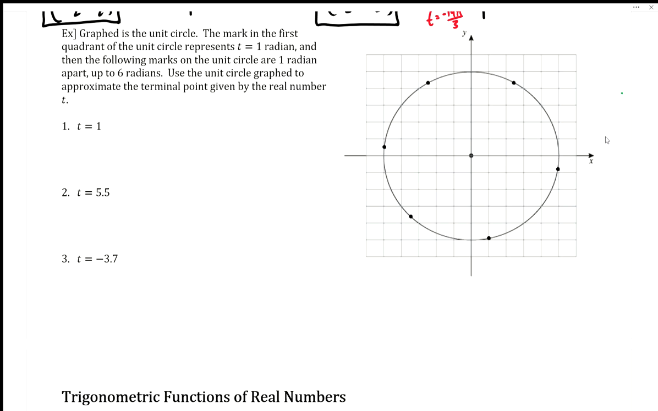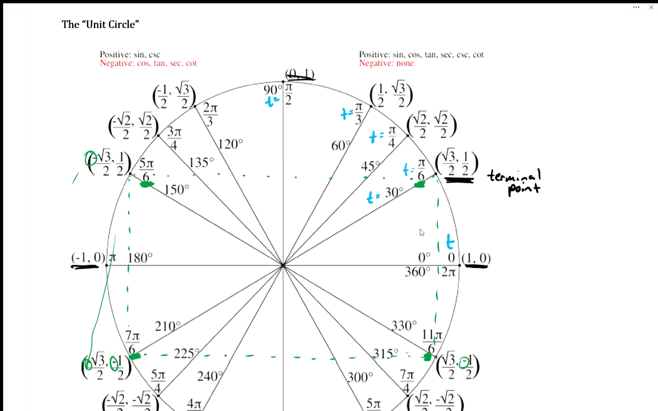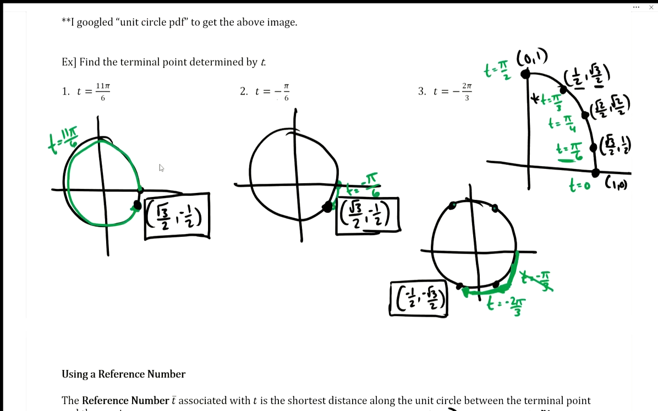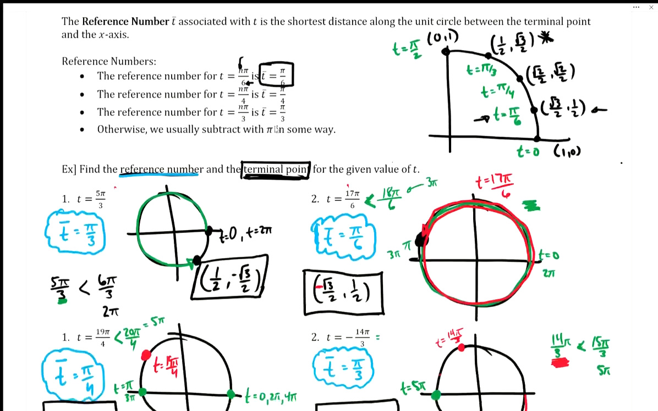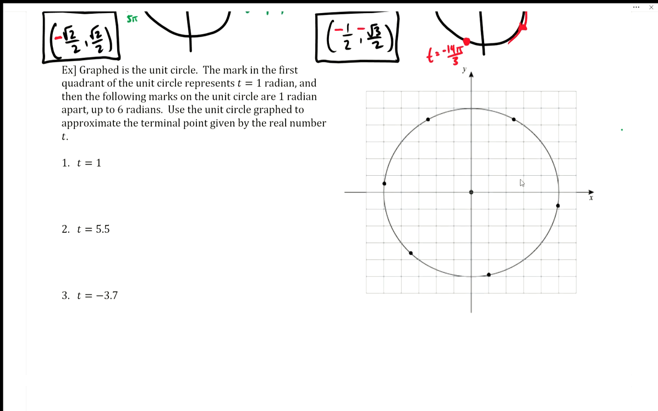Hi everyone, and welcome to our video on using the unit circle on a graph to find terminal points. These are kind of rare. The majority of the time we're using the unit circle, like the quoted unit circle here, to help us find terminal points, or we're making the little sketches like we did in these last couple videos. Here they give us the unit circle on a graph, and we need to figure out terminal points based on it.